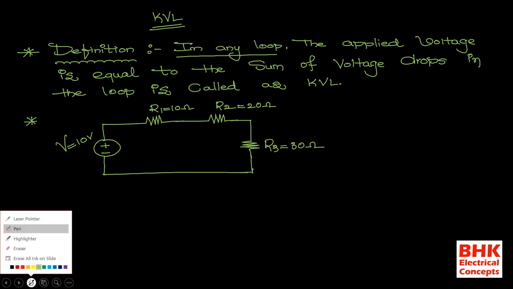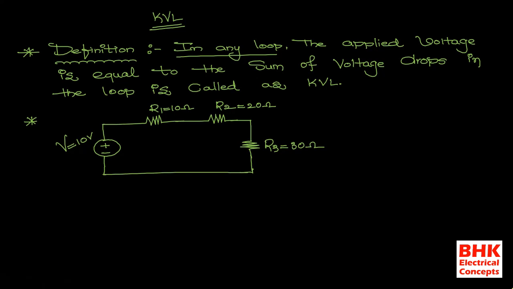Now see this network. With the help of this network you will get everything. The value of R1 is 10 ohms, R2 is 20 ohms, and R3 is equal to 30 ohms. Now we are applying the voltage V equal to 10 volts. When we apply this 10 volts across this circuit, definitely some amount of current will flow, which I am calling I, the current flowing in this network.